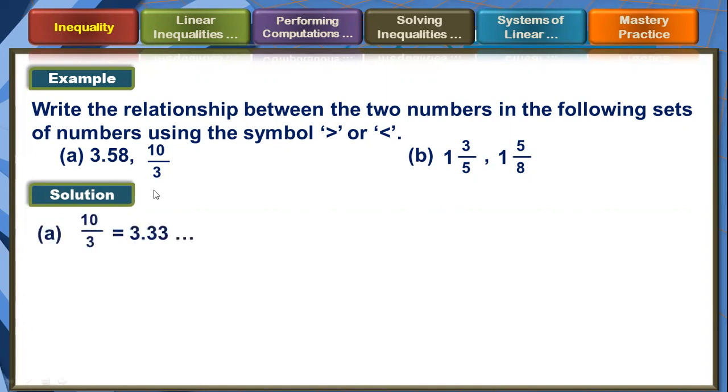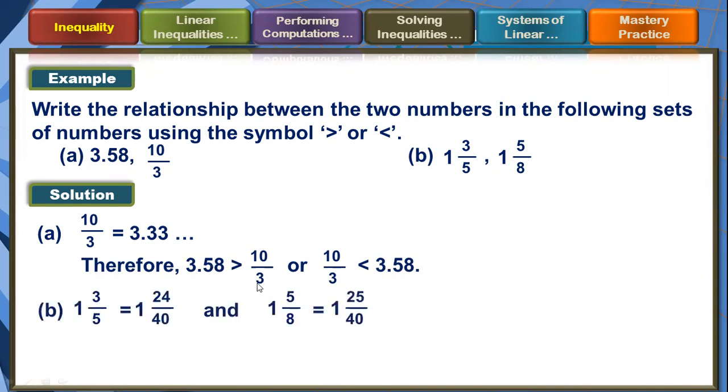First, we have to make one number the same as the other number. Here we have the first number as a decimal, so we will change 10 over 3 to a decimal number. To do that, we have to divide 10 by 3. The answer is 3.33. Therefore, 3.58 is greater than 10 over 3, or 10 over 3 is less than 3.58. Remember this one: the sign changes because we swap the numbers.